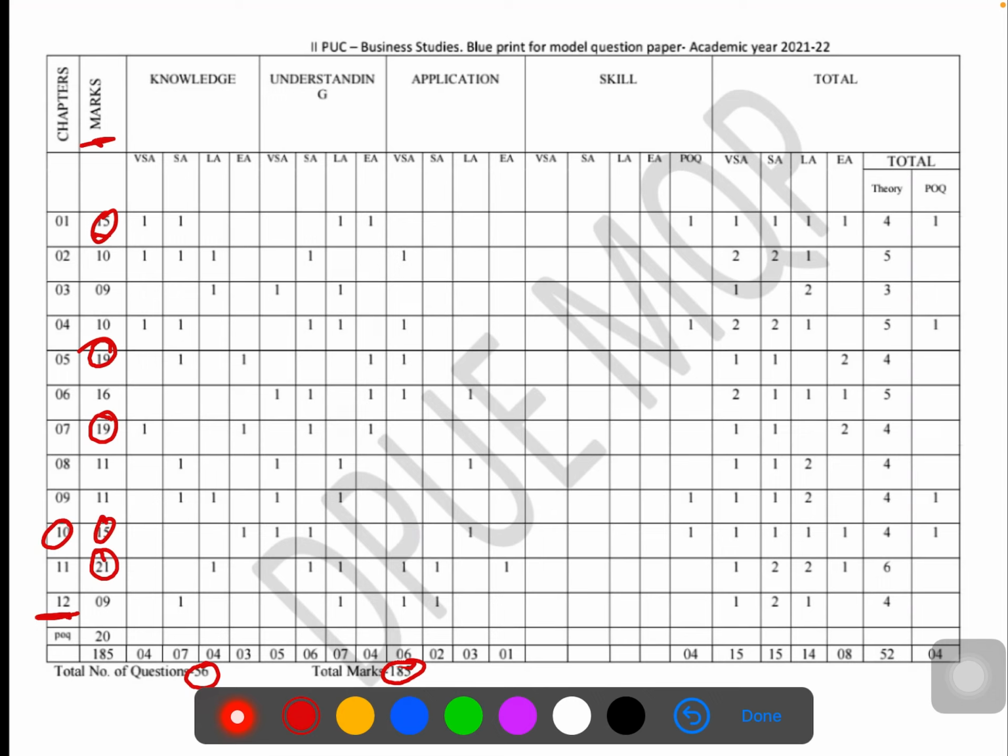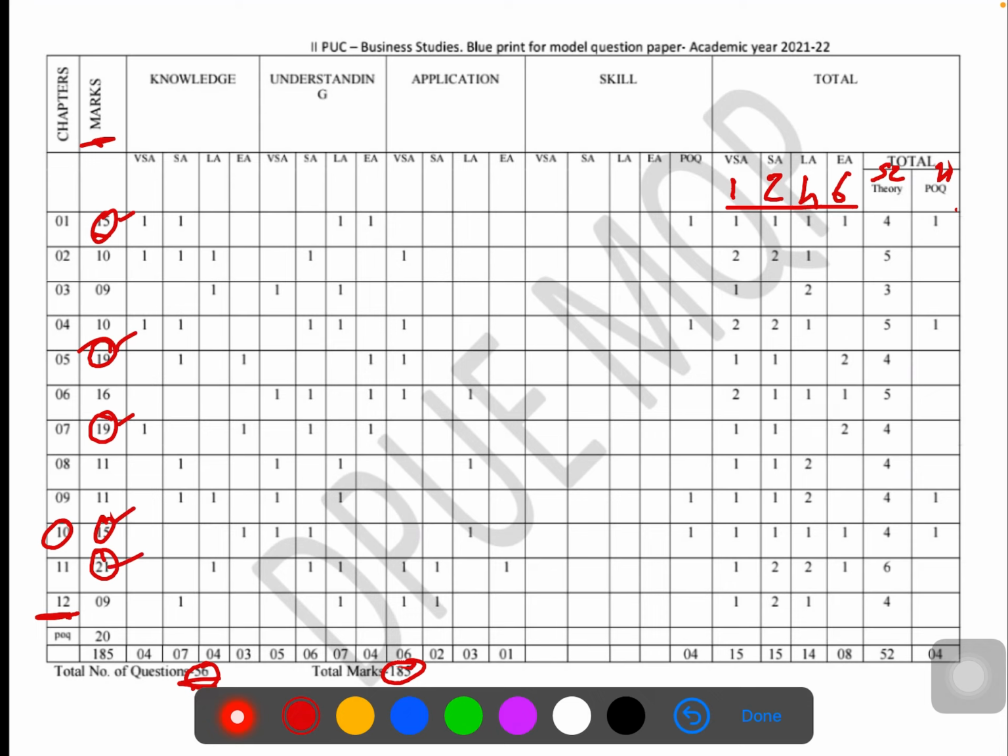Now let's see how the question paper is prepared. There are 1 mark questions, 2 mark questions, 4 mark questions, 6 mark questions, and 4 questions for POQs. Completely 52 questions you will get from the first four types, and the 4 POQ questions are combined, so you get 56 questions. On the basis of weightage, these 5 chapters, 1, 2, 3, 4, 5, have more weightage.